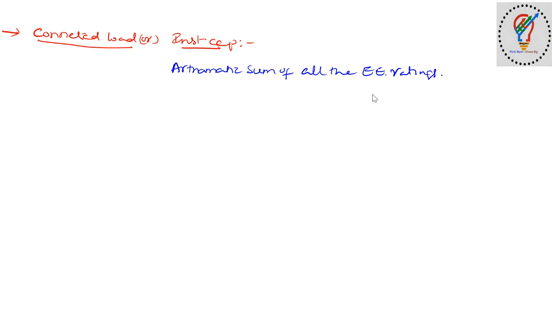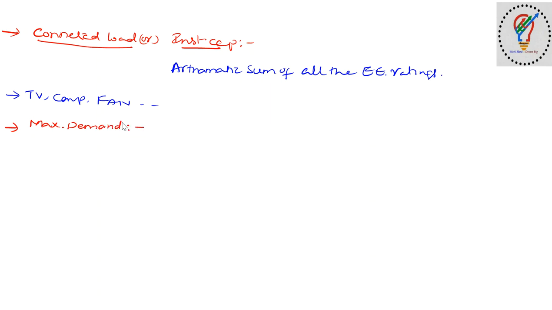For example, in your home, the basic things are a television, a computer, and a fan or AC, etc. All these component ratings together will give you the connected load or installed capacity. Okay, so we'll see the next definition, which is very important here: maximum demand.